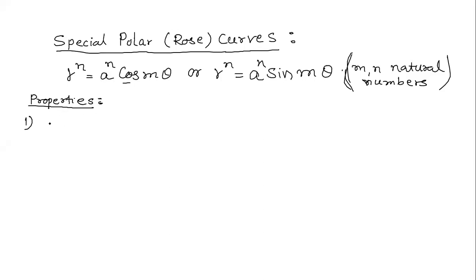So the curve always lies within... The same is true for sine also, and the special polar or Rose curves always lie within a circle with center at origin and radius a. No part of this is going to be outside. So that is the first thing.